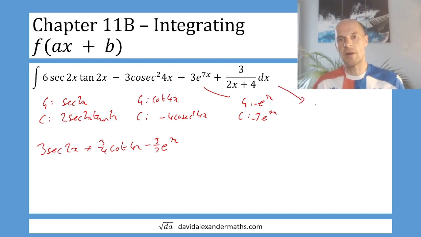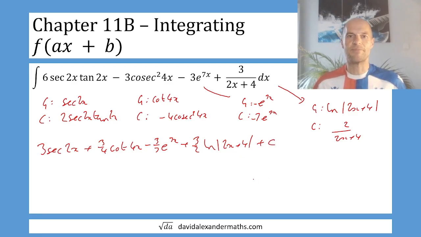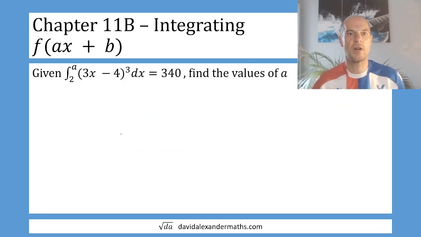And for this final one, my guess will be, because there's no power on the denominator, the ln of 2x plus 4. When I do my check, that is going to be 2 over 2x plus 4, and we wanted 3 over 2x plus 4, so therefore I need 3/2 of the ln of 2x plus 4, plus c. There we go.